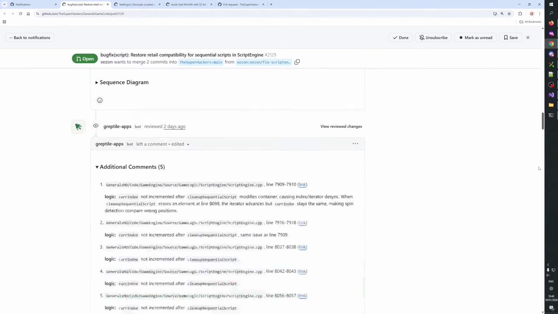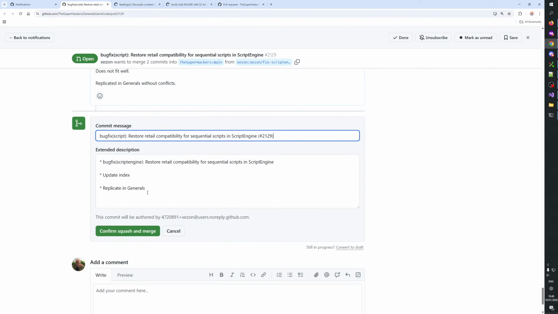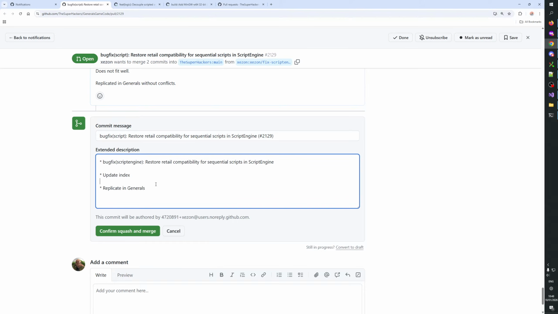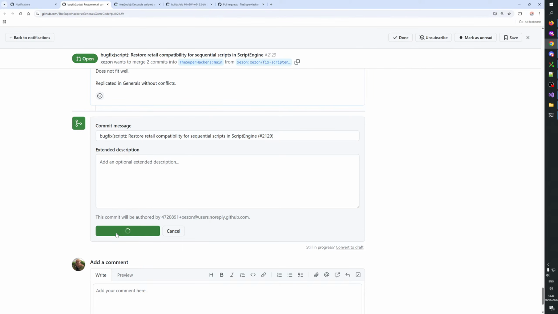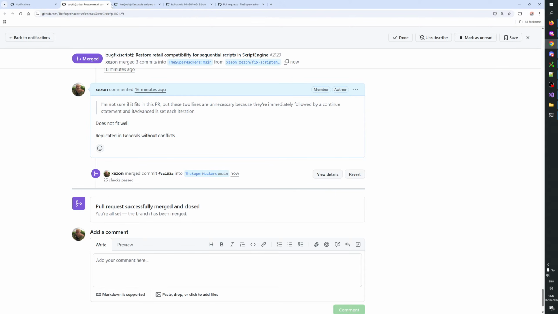Good. So regarding this change, I think we can merge it. Restore retake compatibility for sequential scripts in script engine. Okay. Let's do that. Delete branch.